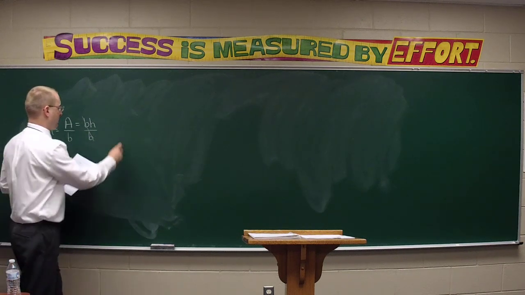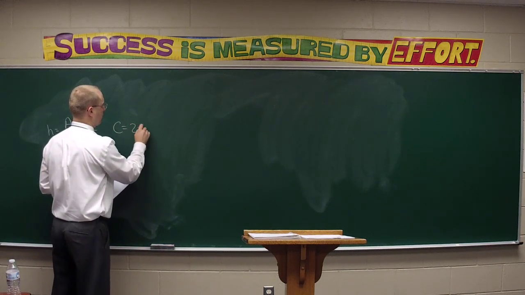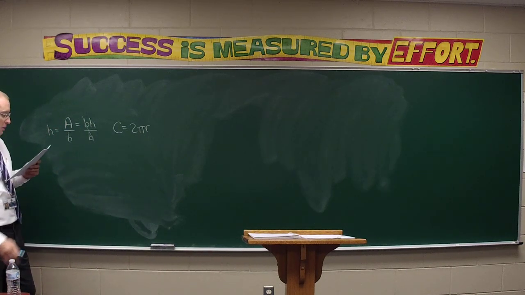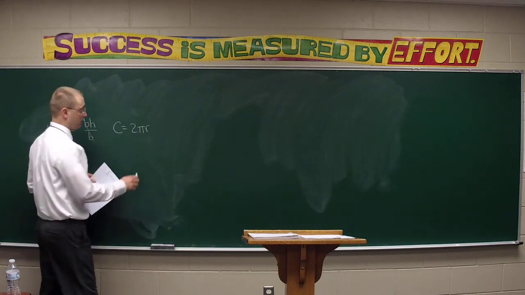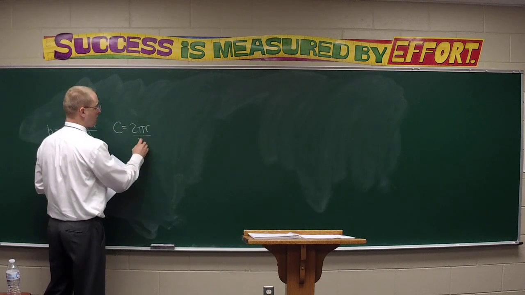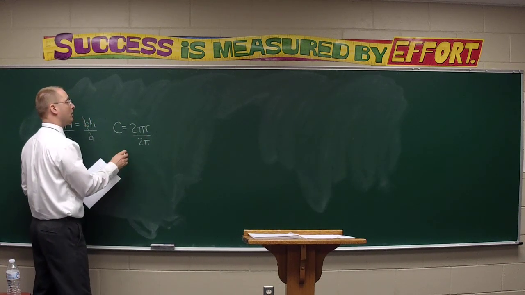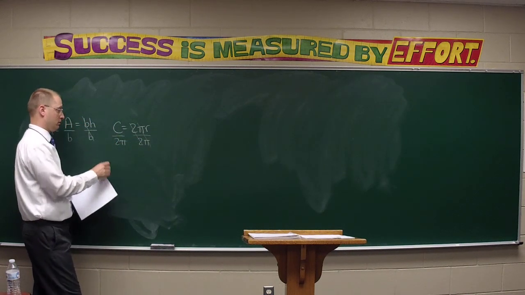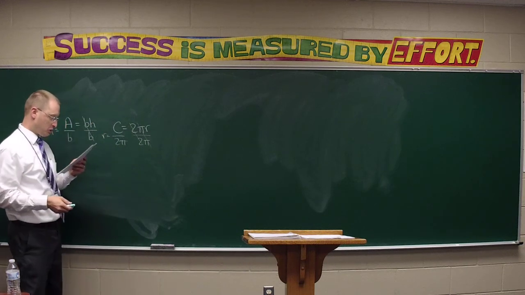Number two, we have the formula C equals 2 pi r, circumference of a circle. And we're solving for the radius here, Audrey. What do we need to do? Divide by 2 pi. Divide by 2 pi on both sides. And so my answer? R equals C over 2 pi.